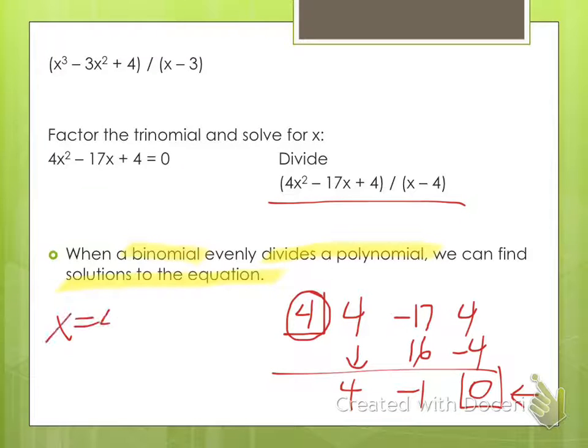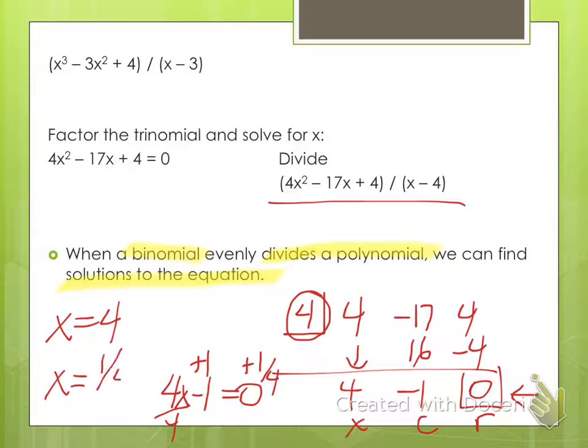So x equals 4. And to find the other one, this is my remainder, this is my constant term, this is my x. So this is 4x minus 1, equal to 0. And then I would add 1 to the other side, and then divide by 4. And so x equals 1/4.